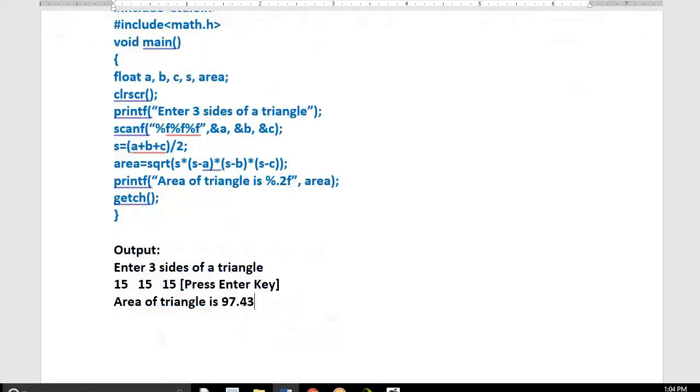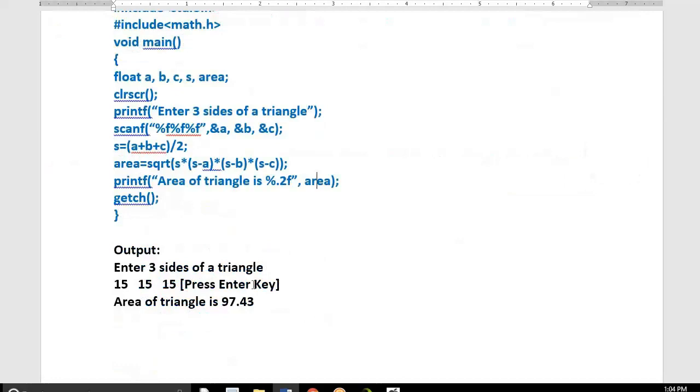0.2f means it manages 2 digits in the fractional part. If you don't use 0.2f, it manages 6 digits in the fractional part. That is the accuracy supported by a float variable. To manage only 2 digits in the fractional part, we are using 0.2f. I hope you have understood. Enter 3 sides of a triangle. 15 space 15 space 15. Enter key. 15 will be stored in A, 15 in B, 15 in C. The machine calculates S, calculates the area, and the answer is displayed: 97.43.